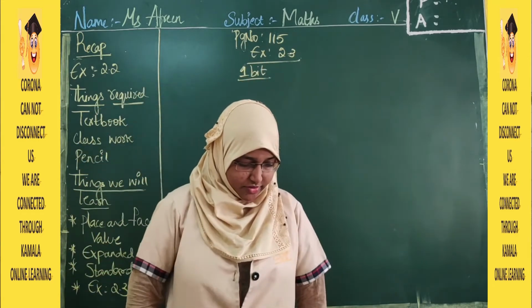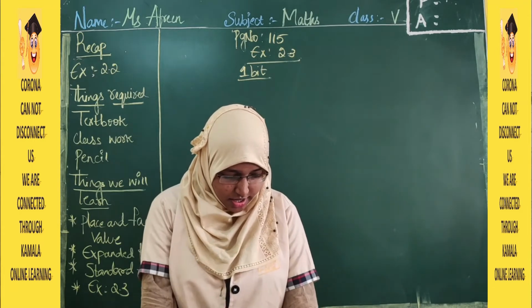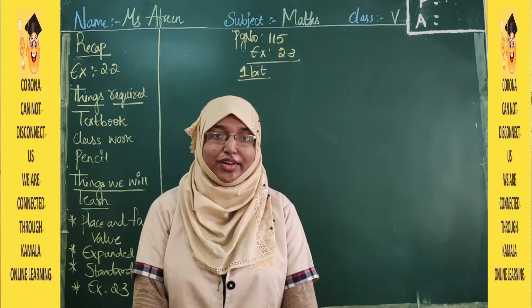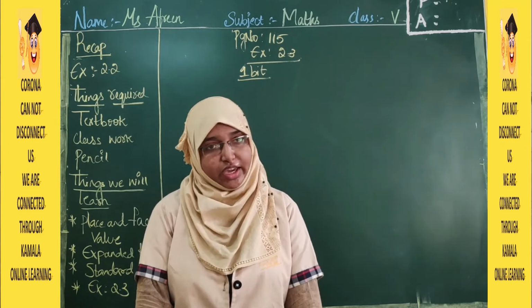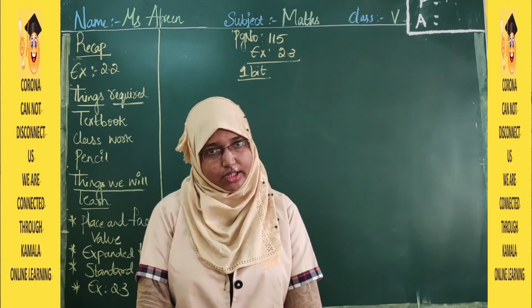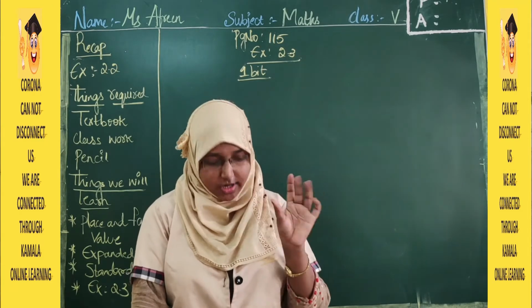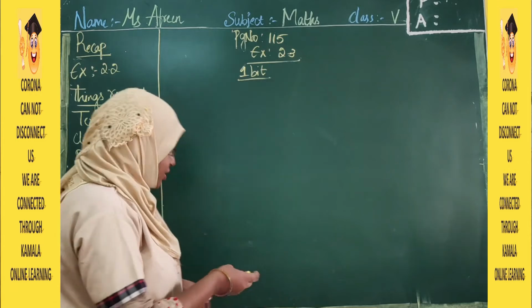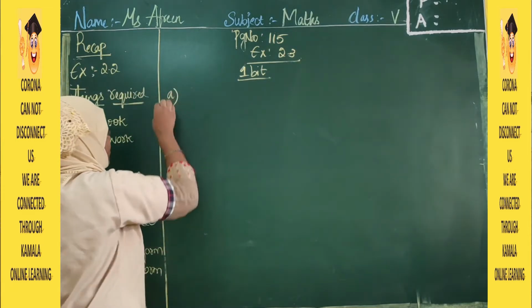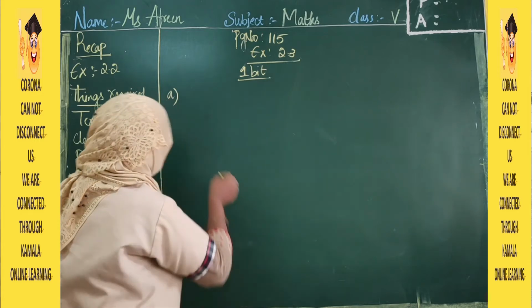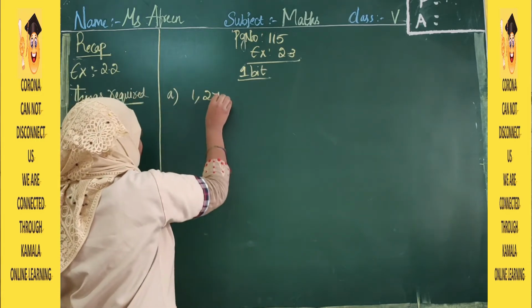See what is the question they have given for the first bit. Write the face value and the place value of the colored digit in each of the following numbers. So we have to write only the face value and place value of the colored digit, not every digit, only the colored digit. Okay. Now let us see the first one. That is 1,27,804.